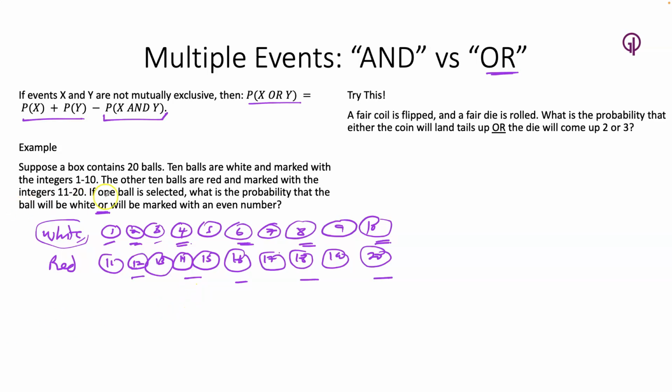Since half the balls are white and half are marked with an even number, you will go ahead and say that the probability of white is half, because half of the balls are white. And then you also say the probability of the balls being even is also half.